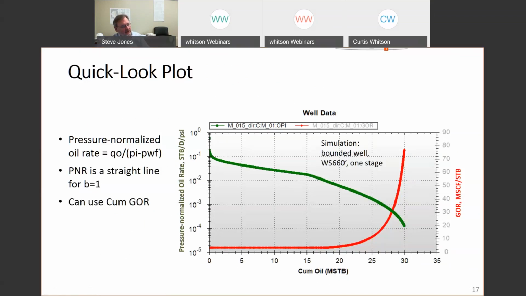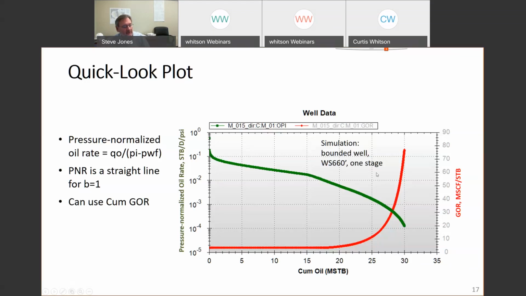So it's similar to a productivity index, except that we're using initial reservoir pressure instead of average reservoir pressure, which is what classically is defined as the productivity index. And of course, this is the same normalized rate that we use in RTA, in normal rate transient plots. So this is the pressure normalized oil rate, the green line with the scale on the left. And then I'm showing the gas-oil ratio on the scale on the right with the red line here, both plotted versus cumulative oil production.